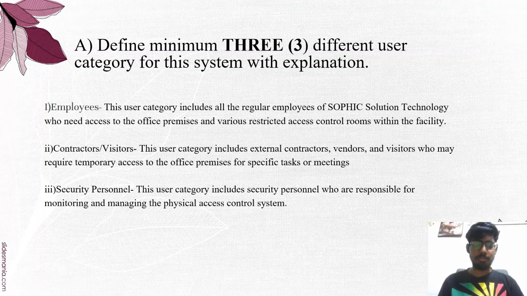The second category would be contractors and visitors. This user category includes external contractors, vendors, and visitors who may require temporary access to the office premises for specific tasks or meetings. The third one would be security panels. This user category includes security personnel who are responsible for monitoring and managing the physical access control system.